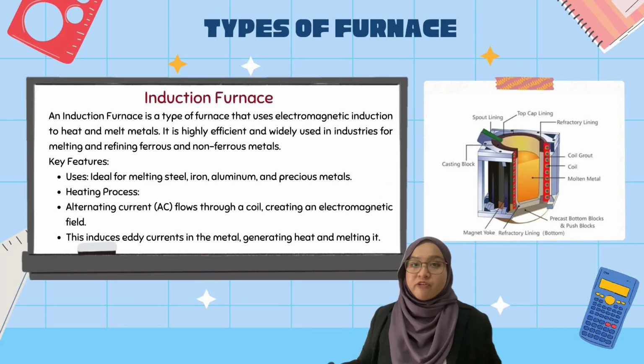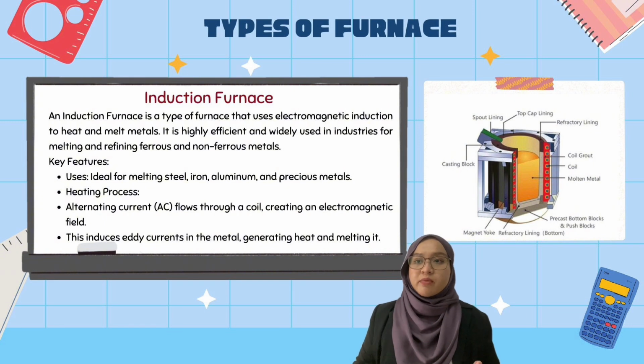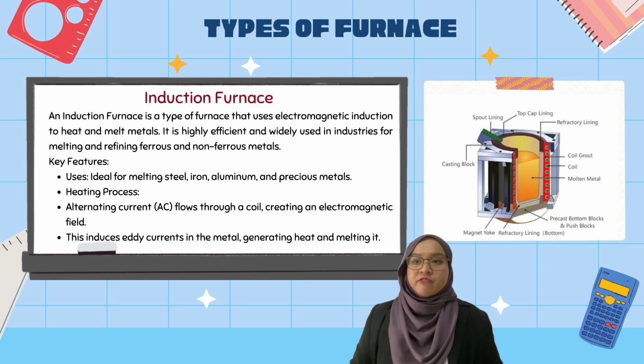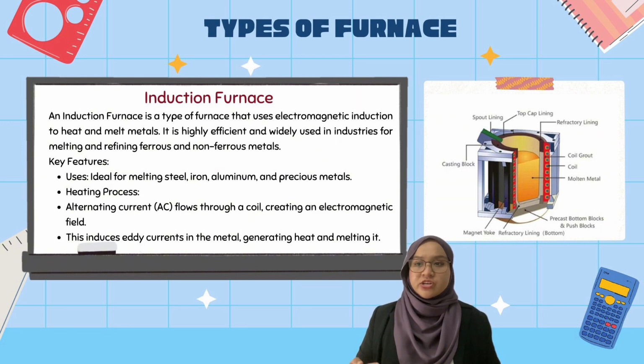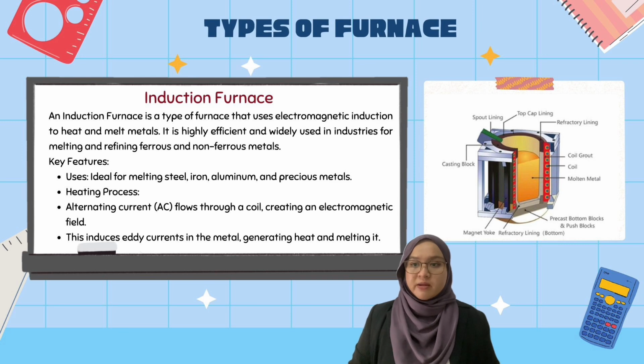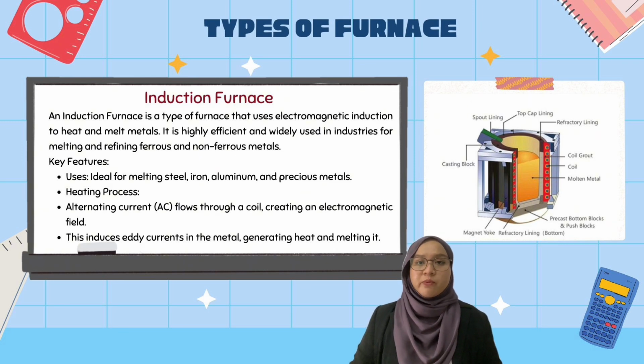The last type of furnace is the induction furnace. An induction furnace is a type of furnace that uses electromagnetic induction to heat and melt metal. It is ideal for melting steel, iron, aluminium, and precious metal. In the heat process, they induce eddy currents in the melt, generating heat and melting it. The advantage is minimal metal loss during melting. The limitation is high initial cost. It can be applied by foundries for casting and alloy production.